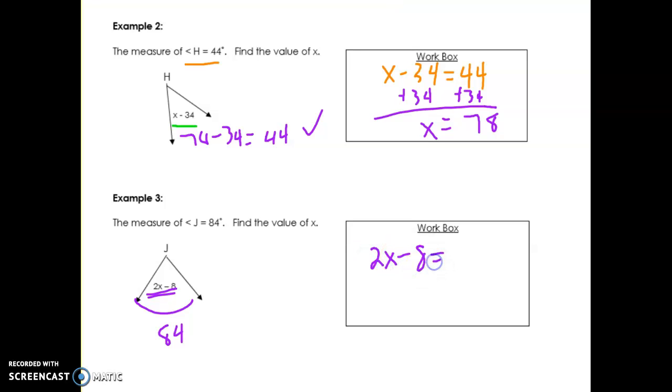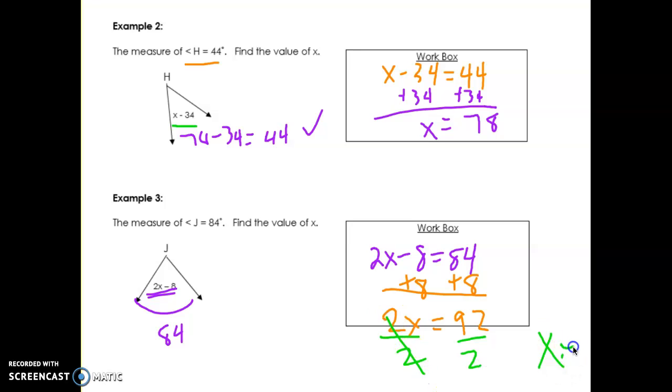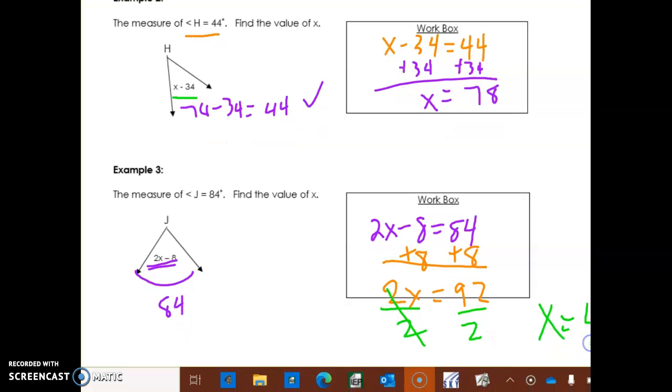So I could write my equation. Now this one's a two-step equation, but we do addition and subtraction first, and then undo multiplying and dividing. So as we add first, we get 92. Then our second step is we divide each side by 2. And we get x equals, oh, I wrote outside the box there. x equals 46.